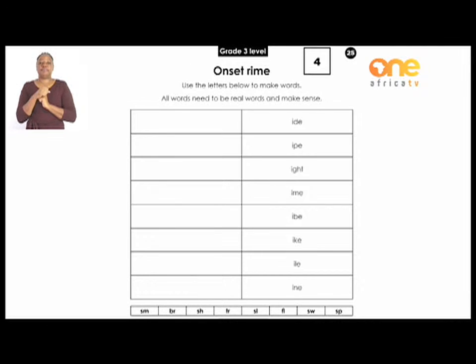Let's do one more together. We have the sound br. Let's say the sound together, br. One more time, br. Now let's try and look for its matching sound in the column. Do we say bride? Well, we can't say bride. Wow, that was very lucky of us. Let's see if there are any more words that match with br. There's bribe.